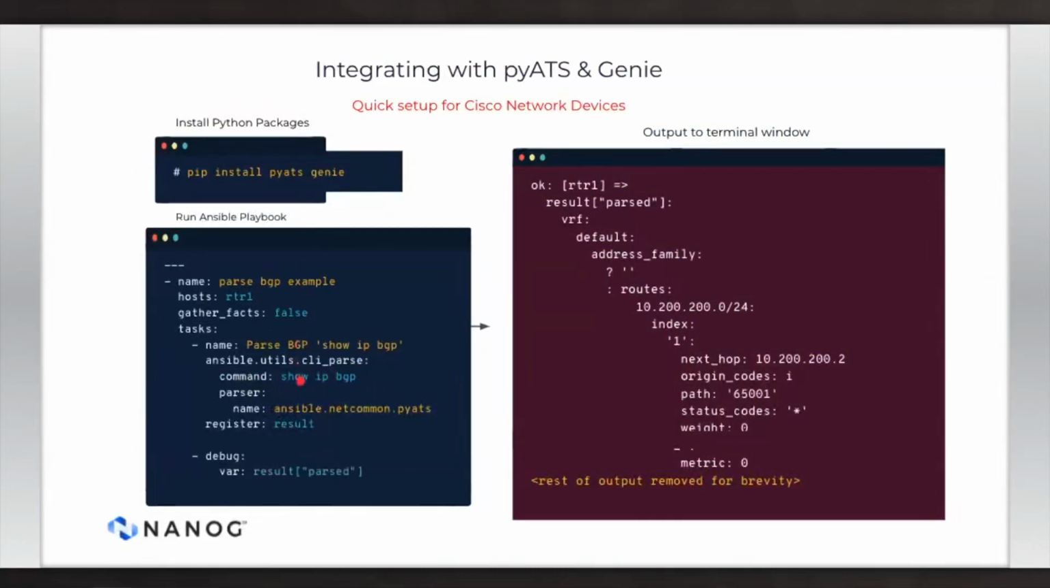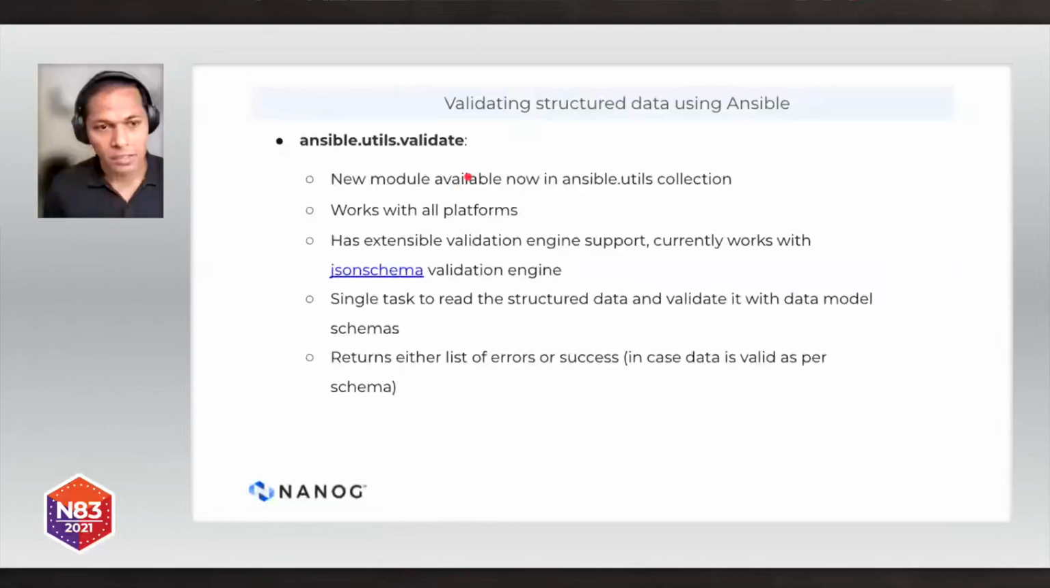So this example shows show ip bgp, and it is using the pyATS Python library. Since this command is supported by this particular library, I don't have to write any explicit template. It will, by default, read the text output and give me the rendered output in a structured format. For this to work, again, I have to install the pyATS and Genie libraries. So after I have structured data in my inventory as host variables, next up comes validate.